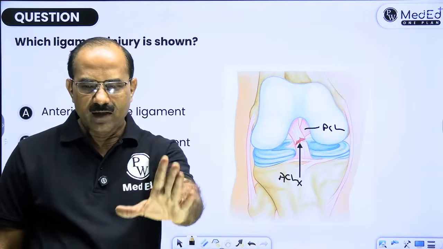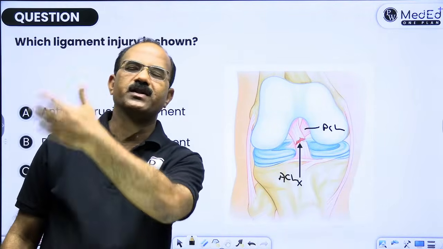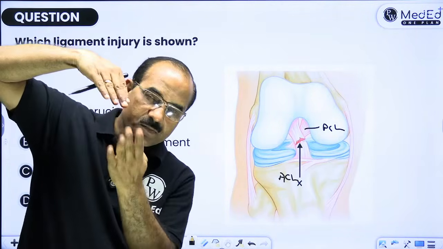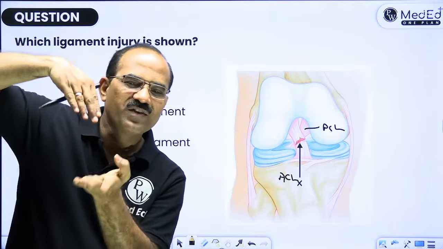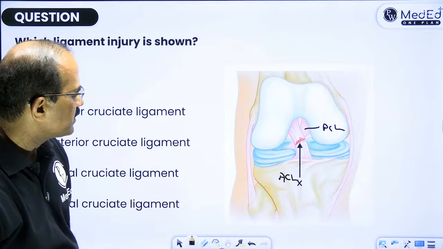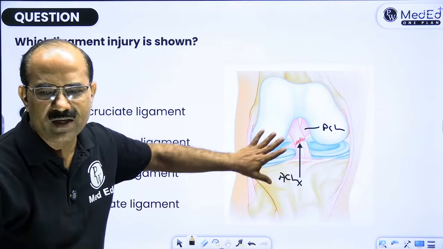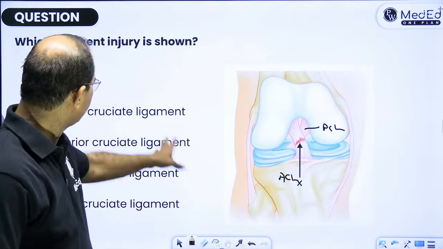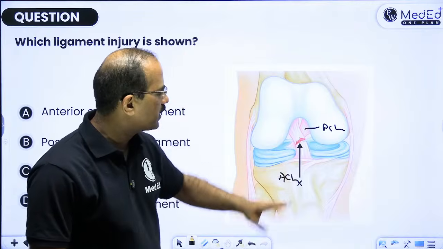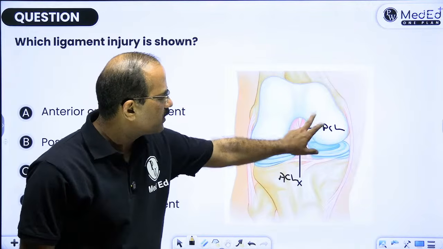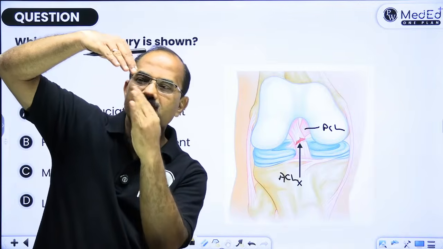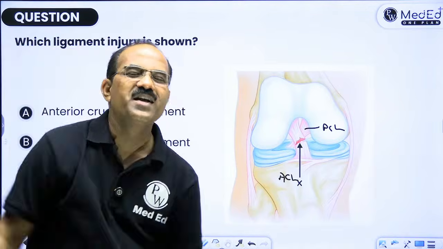ACL begins from the anterior aspect of tibia and goes backward. That's ACL. ACL prevents the anterior displacement of tibia on the femur. It's not PCL, it is ACL. You're looking from the front. This is ACL, anterior cruciate ligament. It starts from the front and goes backward, and the one coming from behind to the front is PCL. Anterior cruciate ligament prevents the anterior displacement of tibia on the femur.